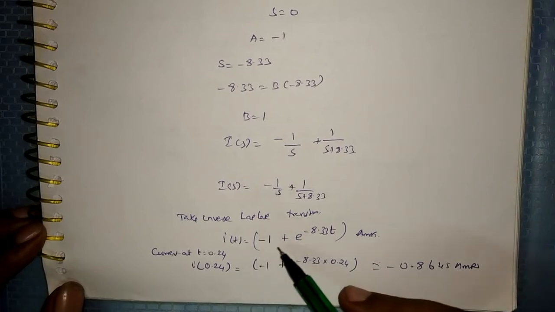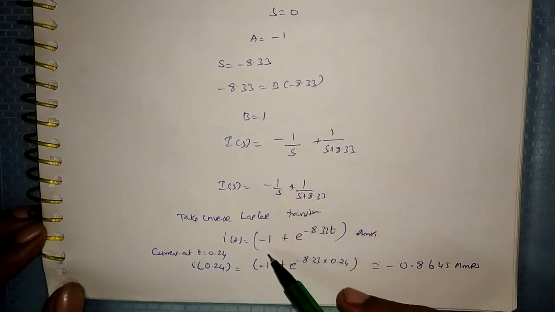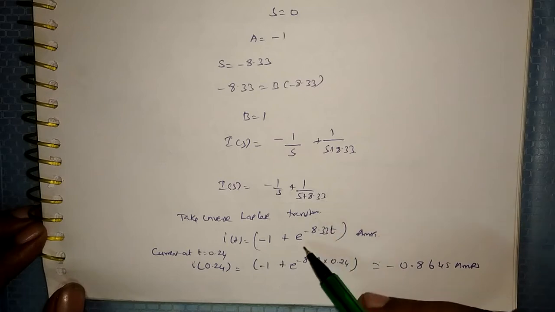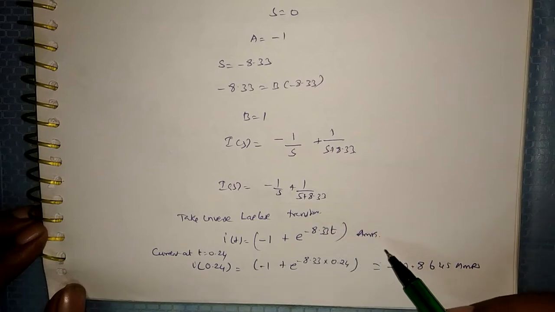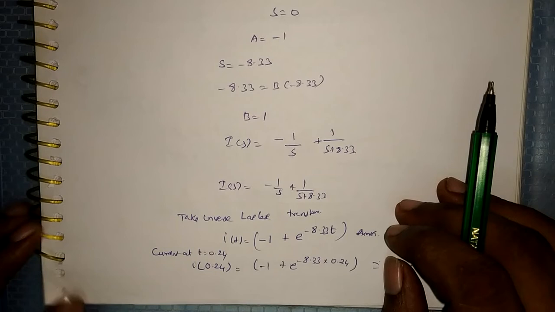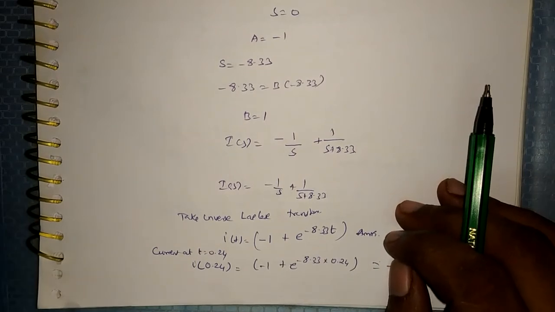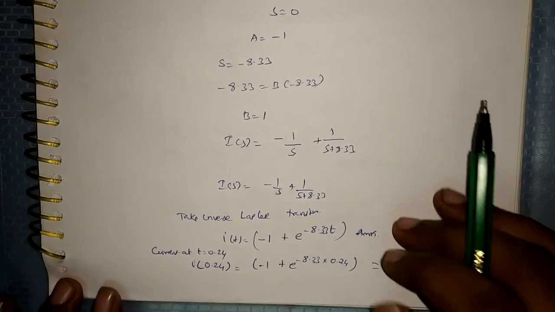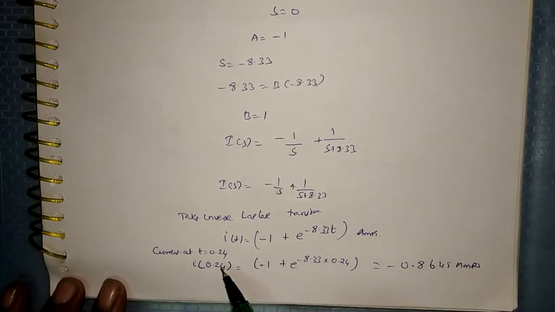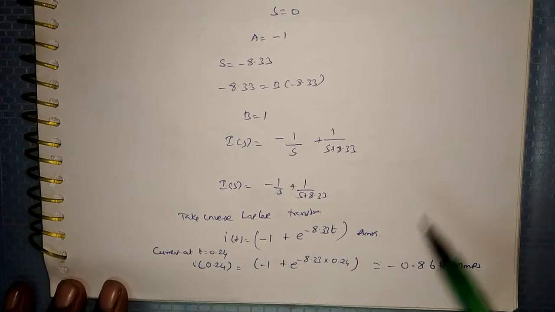So I will get minus 1 plus 1 by s become 1 by s plus 8.3, which becomes e power minus 8.33 t amperes. At t equal to 0.24, according to the question, we need to find the current, since the switching is done at t equal to 0.24. The inductor does not allow a sudden change in current, so I can find the current flowing in the circuit at 0.24. I substitute 0.24 instead of t, and I get minus 0.8645 amperes.